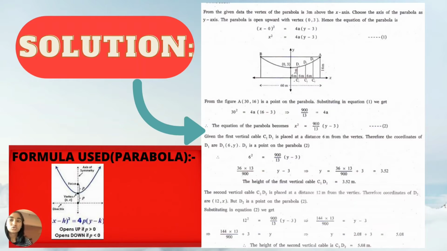Okay. So for that we need the formula to be used here. The formula to be used here will be (x minus h) square equals 4p (y minus k), which is the vertical parabola formula. To solve this question, we need to substitute the values we know first. The values we know first will be (0, 3). We need to substitute the values 0 and 3 into the formula (x minus h) square equals 4p (y minus k). So we will be getting the first equation.